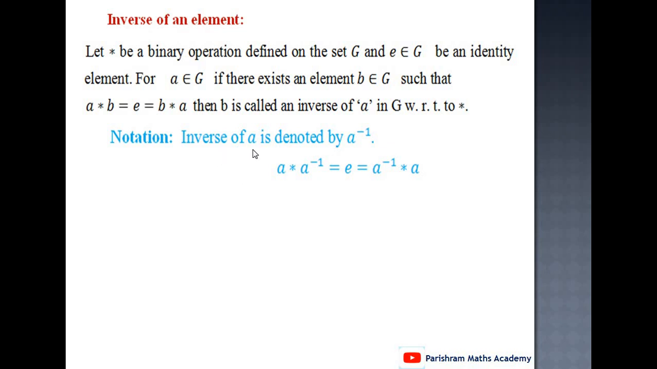Notation: the inverse of A is denoted by A to the power minus 1, that is A inverse. Therefore, if B is inverse of A, then A star B equal to e, and so A star A inverse equal to identity element equal to A inverse star A. Because B is the inverse of A, the value of A inverse is the same as B. If we replace B by A inverse, we get A star A inverse equal to identity element equal to A inverse star A.